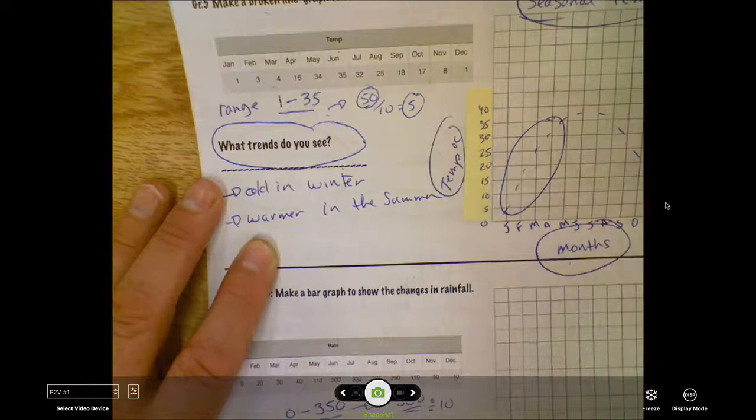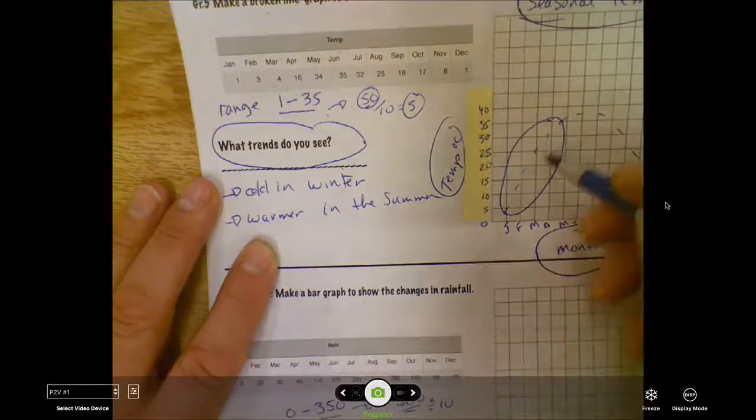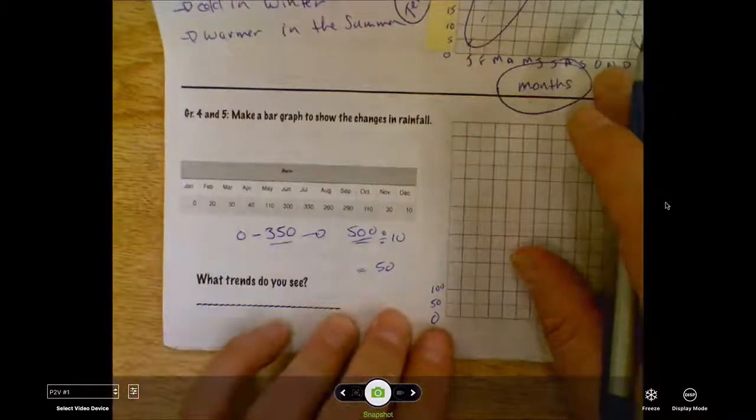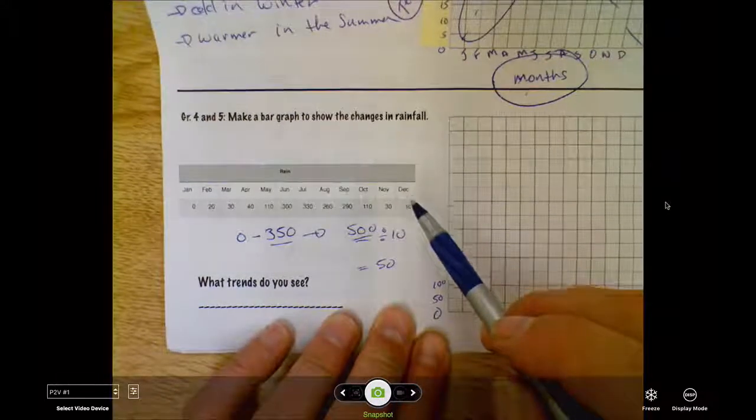Well, for temperature, it's easy. In North America, it's cold in the winter. It's warmer in the summer. It transitions in the fall and the spring. Down here, we're going to take a look at perhaps a rainfall graph for a location.